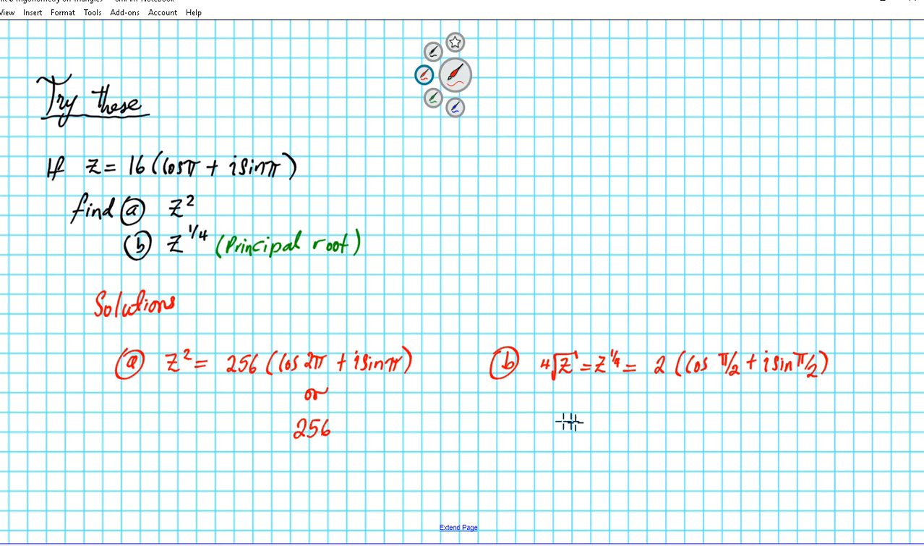Oh, sorry, it's pi over 4. So 2 cosine pi over 4 plus i sine pi over 4 for polar form. And then when we convert it to rectangular form, we have root 2 plus root 2i. Okay, so that's polar form. So this is basically the power and the root of the complex number in polar form. So how well did you do on the practice problems? Let us know in the comment section below if you have any questions or clarifications that you would like us to address.